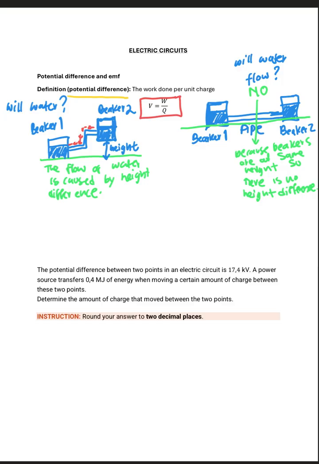Now let's bring this into electricity. Let me ask you a question. If I have a copper wire, like this is the copper wire, and this copper wire doesn't have any battery, will electricity flow? Will electricity flow? So this is a copper wire.